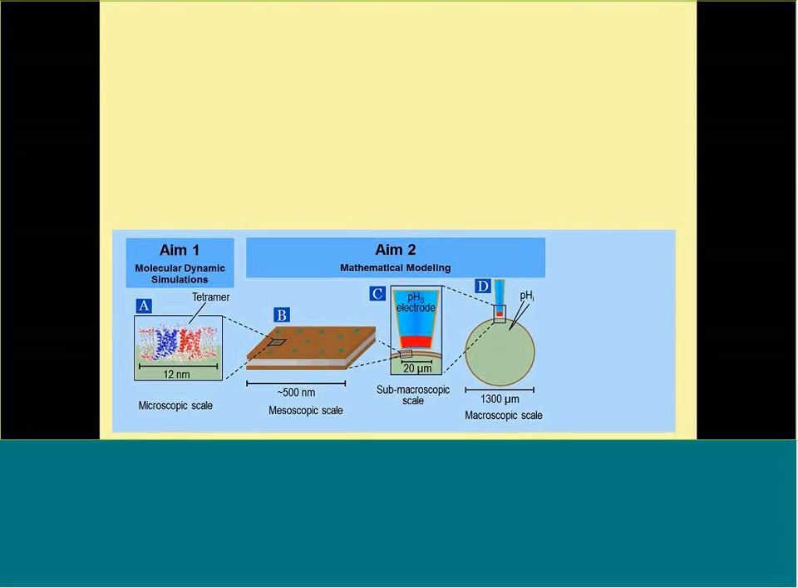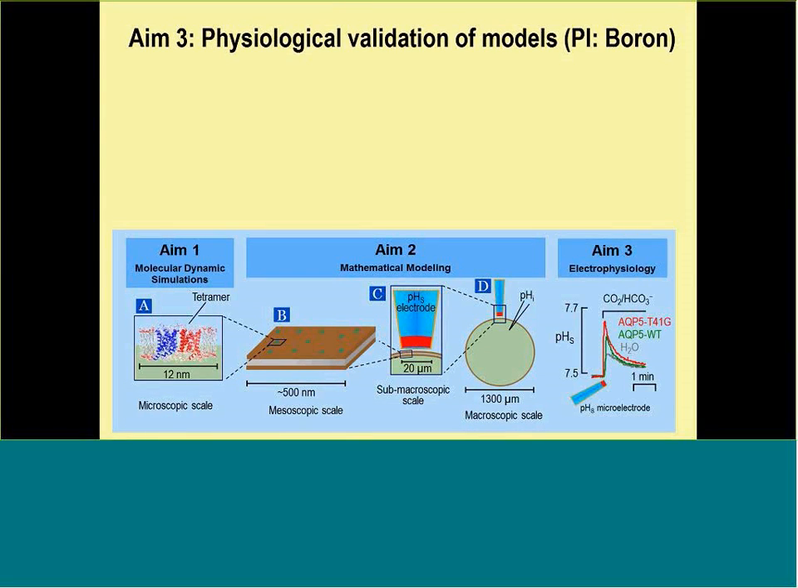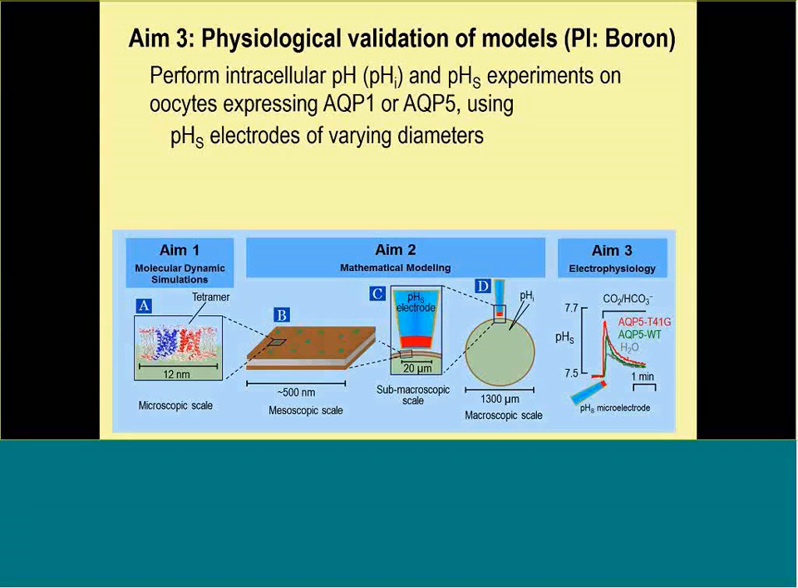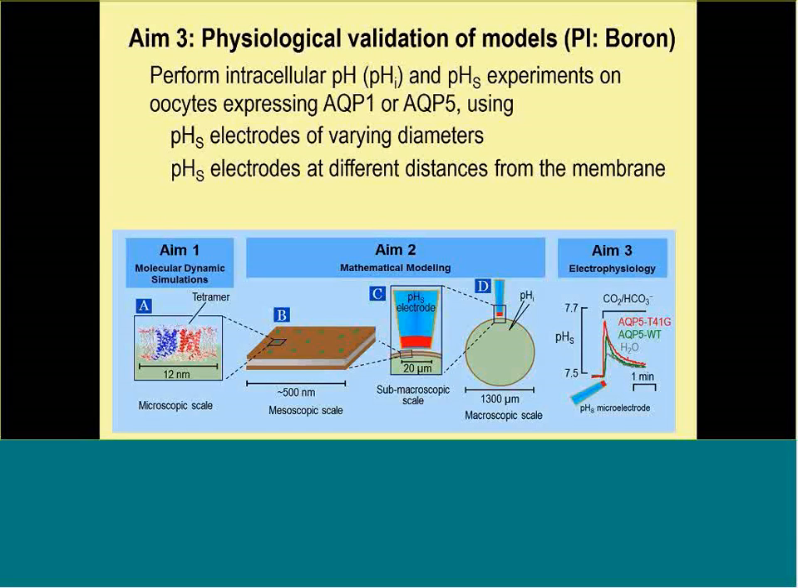Finally, the third aim will be on the experiments that will help inform and also validate our mathematical modeling. So there is a strong synergistic interaction between modeling and experiment and physiology. We will perform intracellular pH measurements and also surface pH measurements on oocytes expressing aquaporin 1 or aquaporin 5. To inform the submacroscopic level that I'm indicating in C, we will perform experiments with surface pH electrodes that have different tip diameters and different distances from the plasma membrane, and we will see how the signal gets affected, and then we will inform our mathematical model.